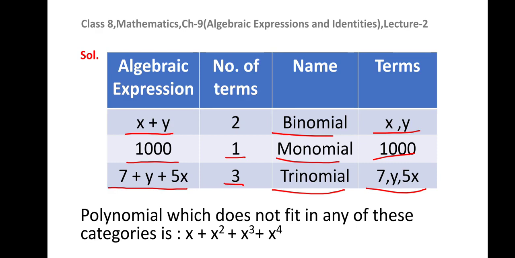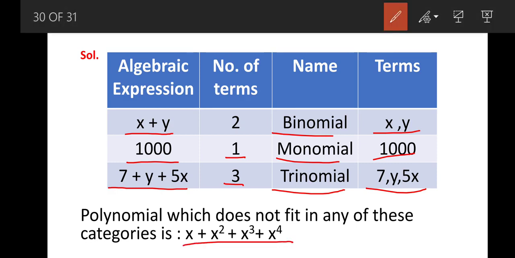The polynomial which does not fit in any of these categories is this. So this is a multinomial and there is no mention of multinomial to be told in this question. So it is written separately as it was the requirement of the question.